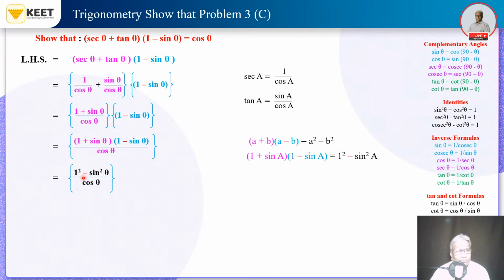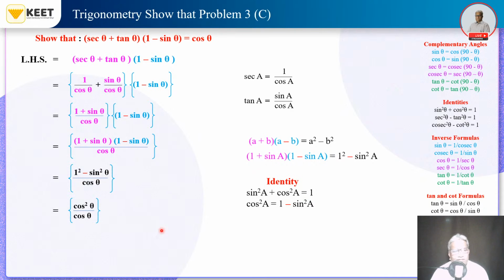Now again 1 square minus sine square theta, you can replace it by using the identity. Your identity is sine square a plus cos square a is equal to 1. This sine square a transferred to the right hand side becomes 1 minus sine square a, which is equal to cos square a. So naturally this numerator 1 minus sine square theta can be replaced with cos square theta. So on replacing, you will get cos square theta upon cos theta. The denominator is kept as it is.